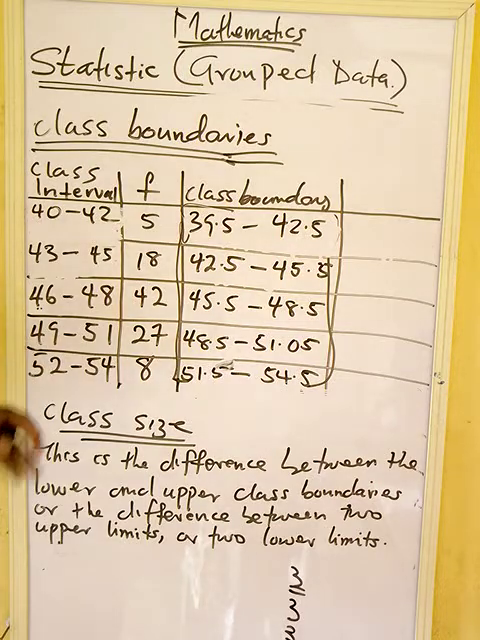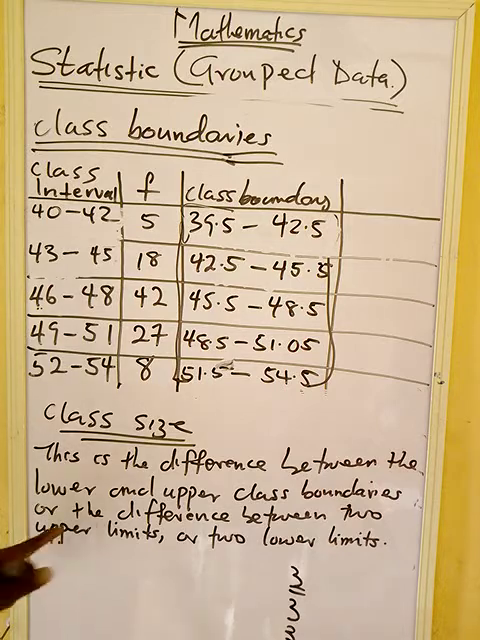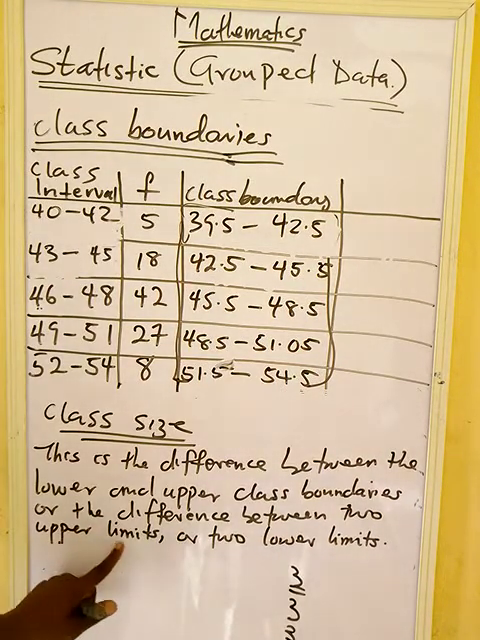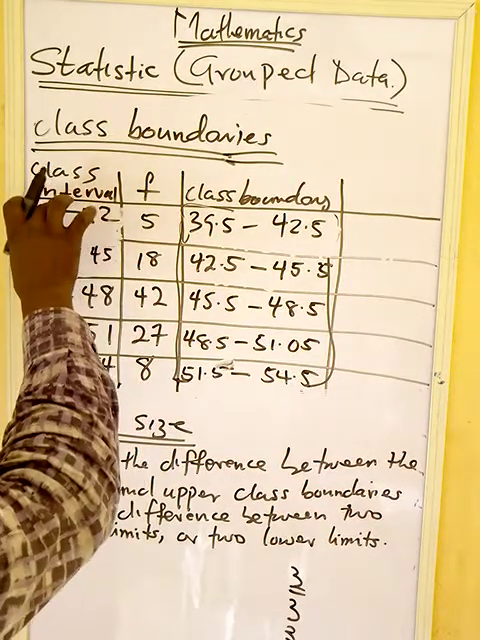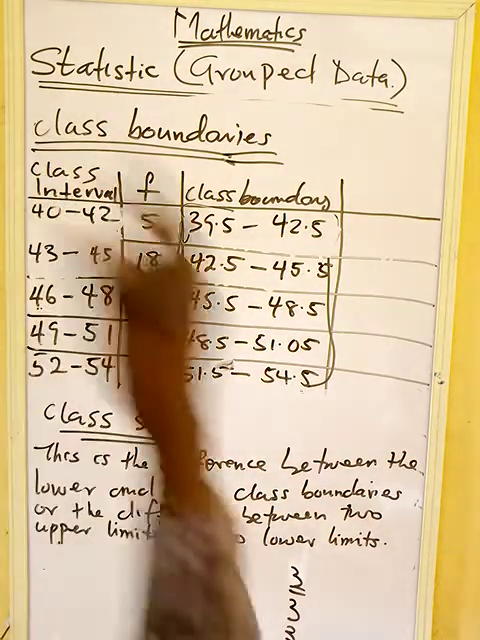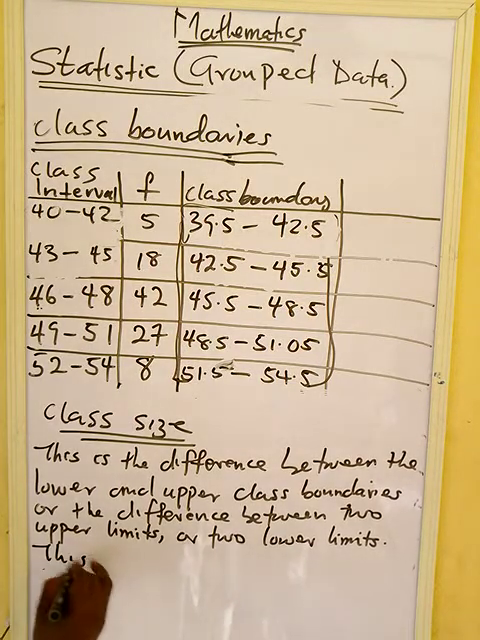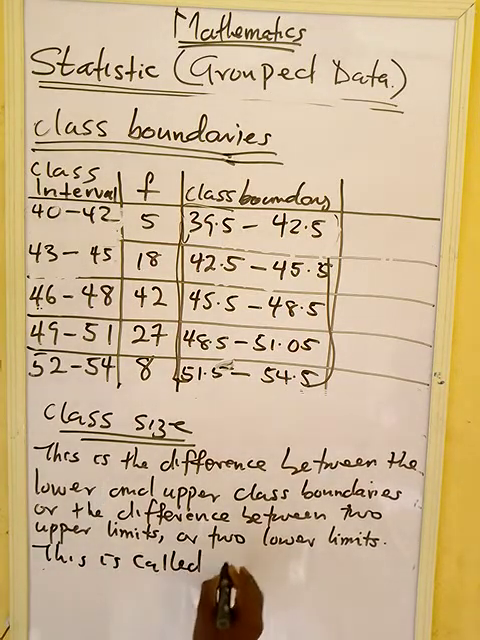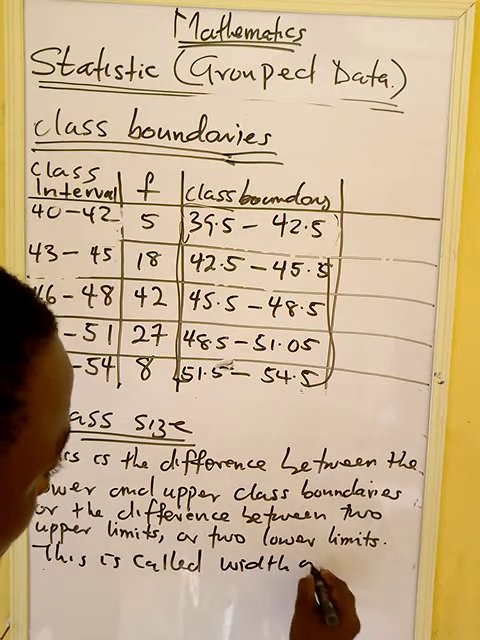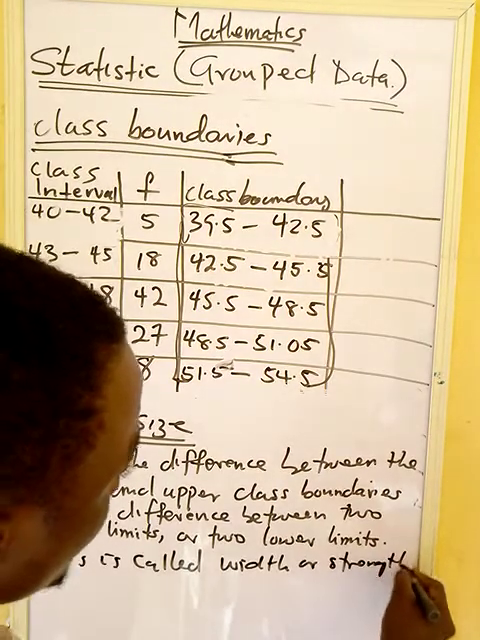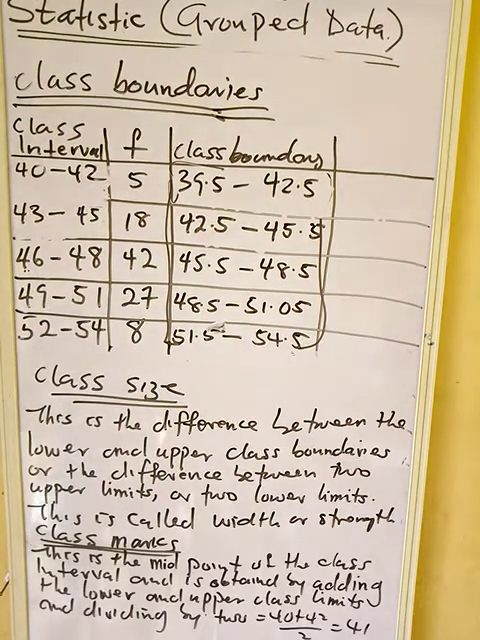So the class size is the difference between the lower and upper class boundaries, or the difference between two upper limits or two class lower limits. So that's how we get our class size. And the class size is called width or strength.